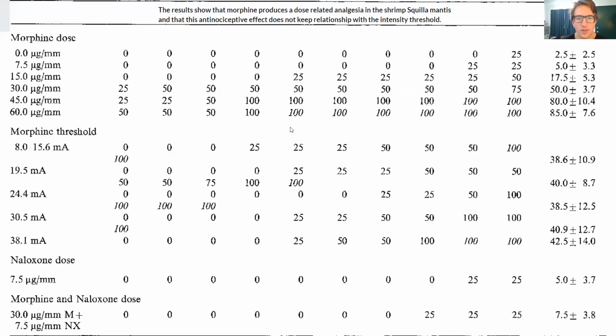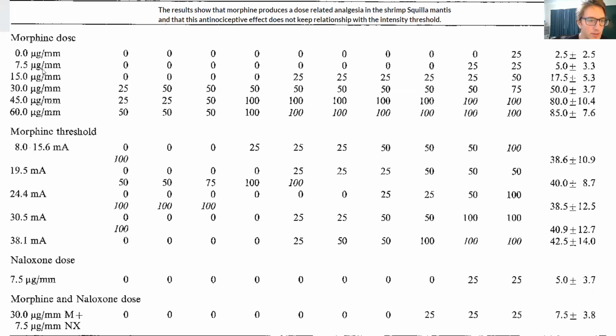So what they found was that this tail flick response was susceptible to morphine administration. And this is actually, claiming the paper, the first model of invertebrate morphine administration and pain conducted ever. I don't actually know if that's true, but the paper claims it. And what we're looking at here is that it's dose dependent.